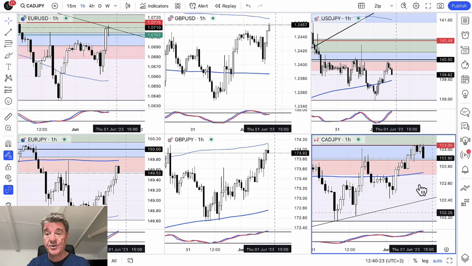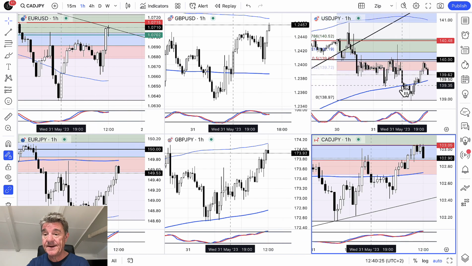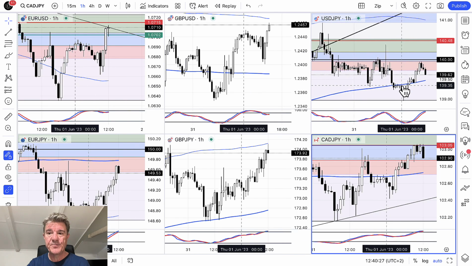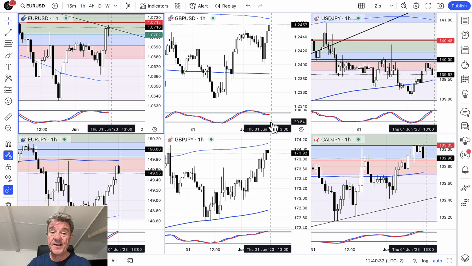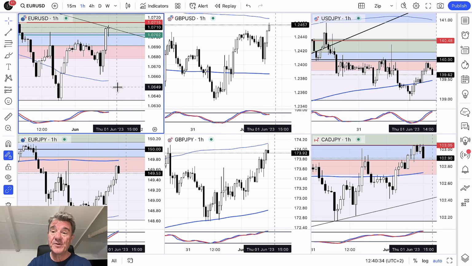Let's switch across. We're short on the dollar yen right now, so that one's also working out beautifully. And we're short on the euro against the US dollar. That one, well, that's kind of in the balance. We'll have to wait and see. We've got 20 minutes before the hour rollover.